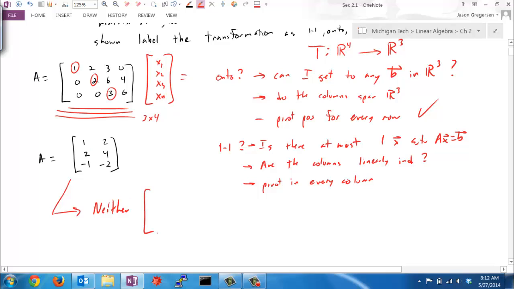So let's put this thing in row reduced form, or just row echelon form. I'll have 1, 2. I'll take this second row minus 2 times the first row. I'll get 0, 0. And I'll take the third row plus the first row. I will once again get 0, 0. So this is the row echelon form. There's only one pivot position. It's right here. So there's not a pivot position for every row. There's not a pivot position for every column. So it's neither. Not 1-to-1 or onto.